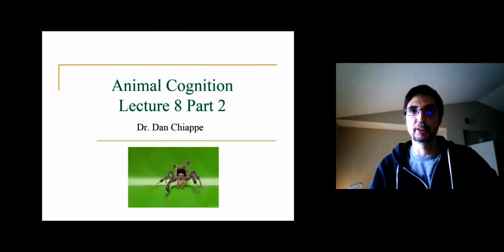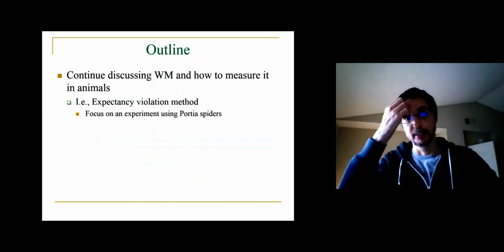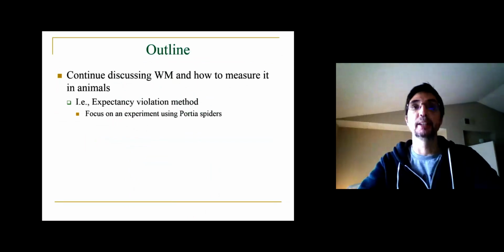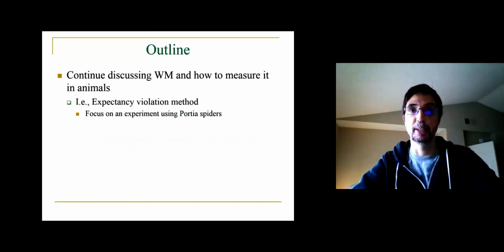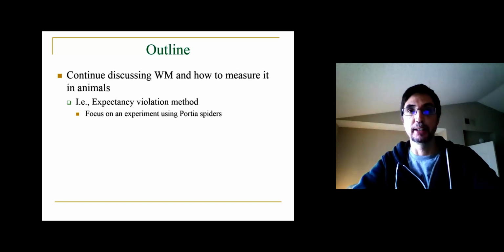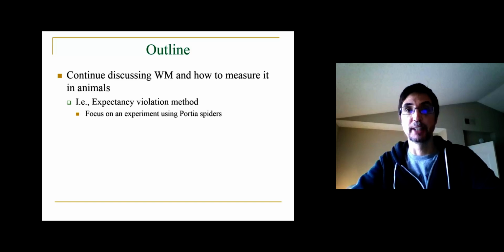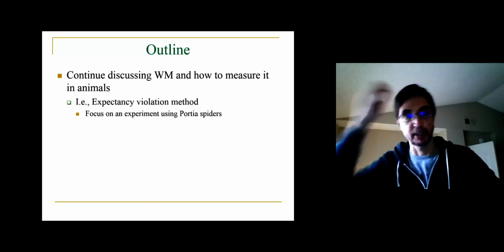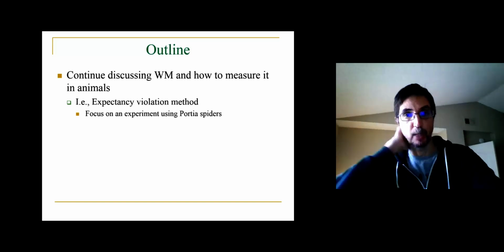Welcome to Lecture 8, Part 2. In this part, we're going to be continuing our discussion of working memory capacity and how to measure it in animals. We started this discussion last time where we talked about two methods, right? The radial arm method and the delayed match to sample method. We saw that sometimes they give you different estimates of the duration of working memory, and we also explained why.